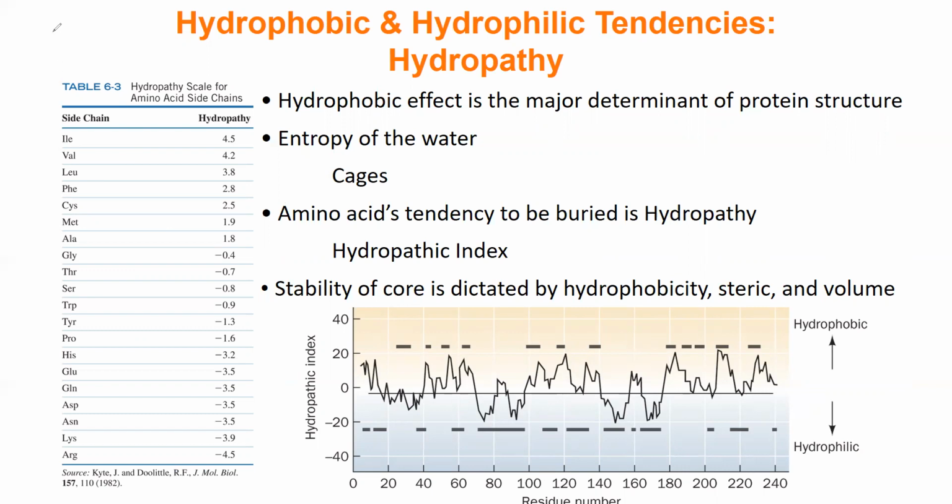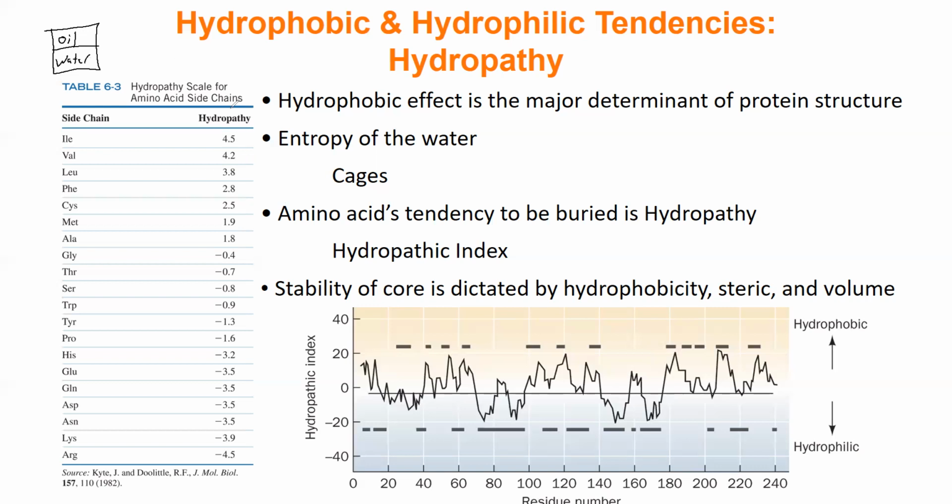The idea is you have a solution, half of that solution's water, half of that solution's oil, and you put an amino acid in this oil and water mixture. And then you let them mix, and you just ask yourself, okay, where are you likely to find isoleucine? Well, isoleucine is hydrophobic, so you'll find it in the oil. And it gets assigned a number based on how often it is in the oil versus the water.